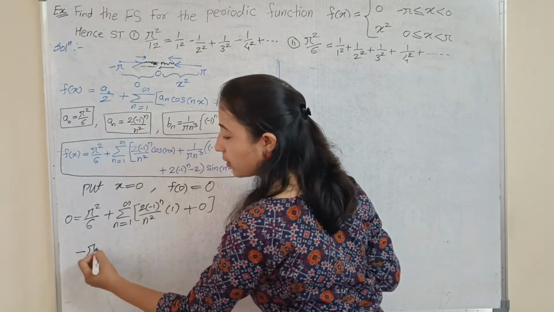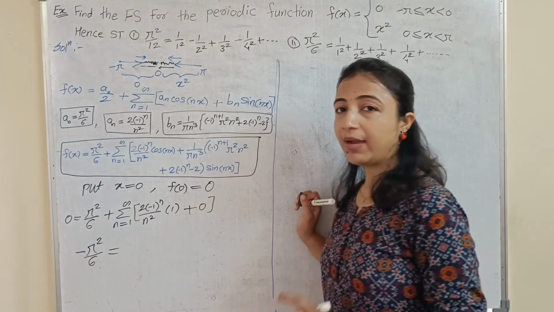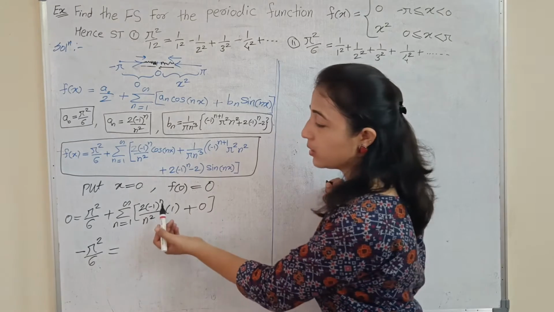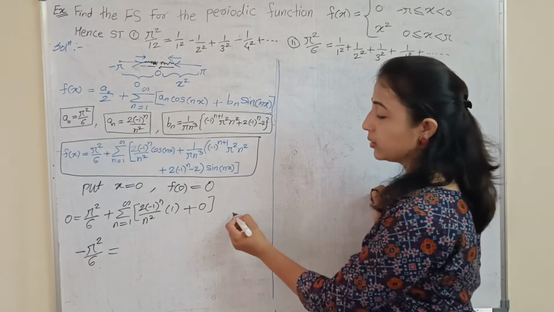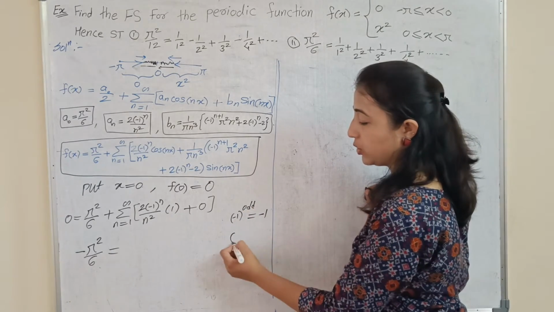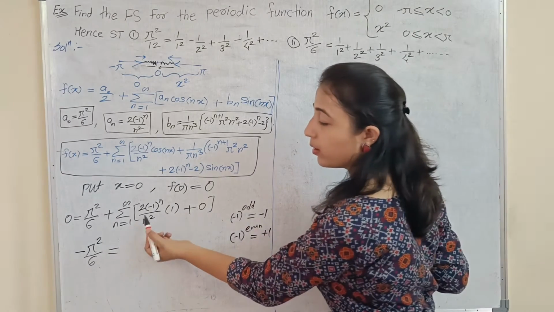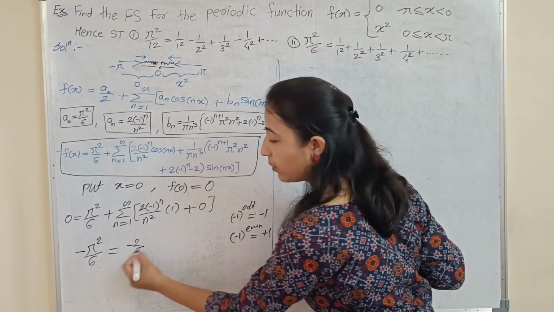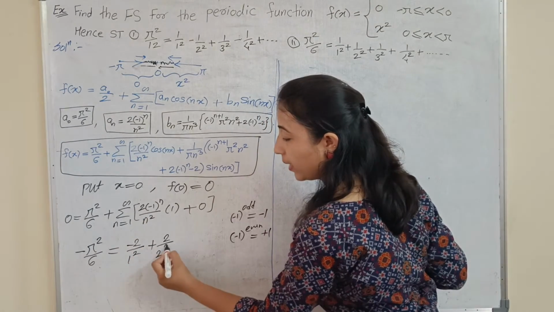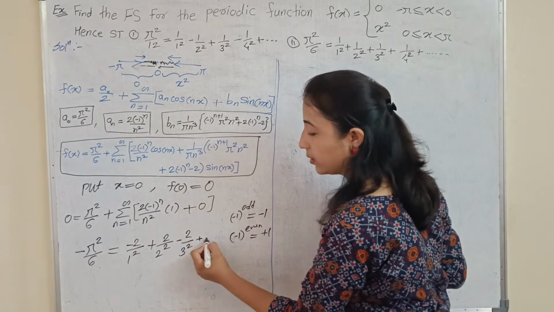So it becomes minus pi square by 6 equal to, expand this summation, put the value of n as 1. So for odd numbers it gives a negative answer because minus 1 raised to the power odd is minus, and minus 1 raised to the power even is plus 1. So here n is 1, so it is minus 2 by 1 square, n is 2, so plus 2 by 2 square, n is 3, so it is minus 2 by 3 square and so on.